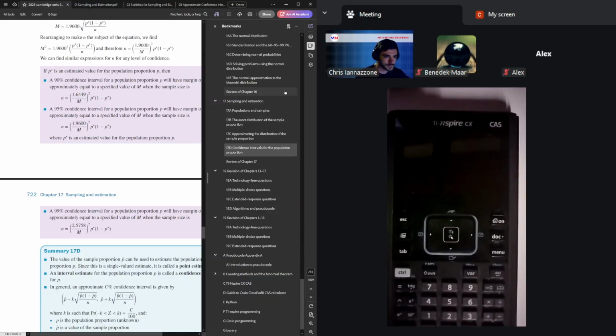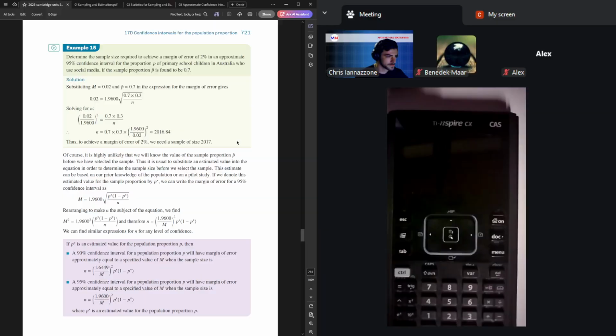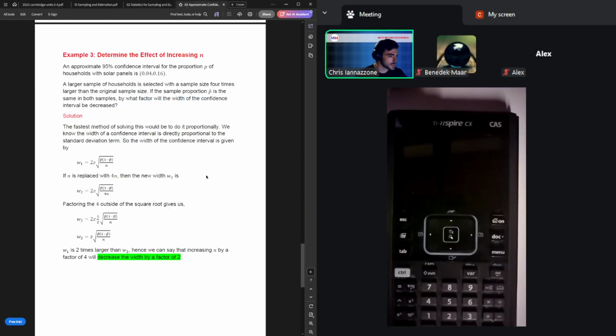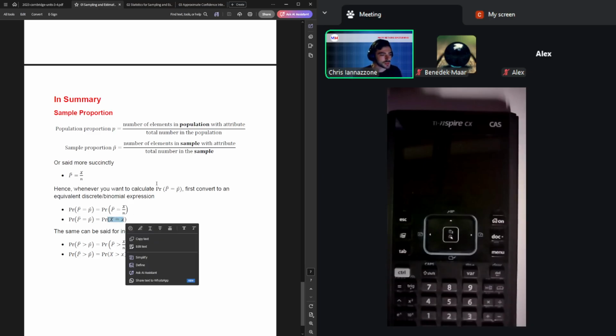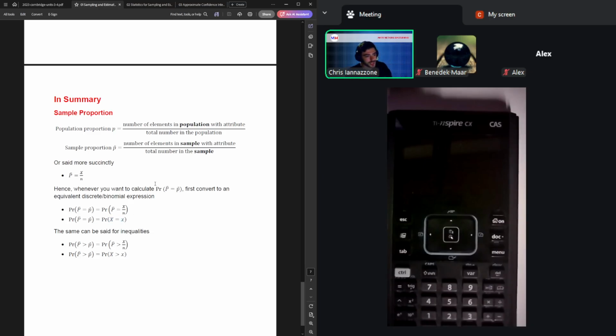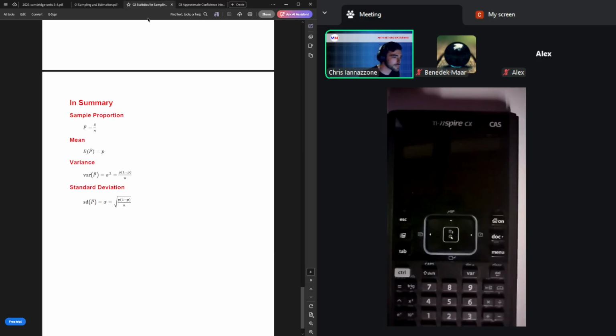Cool. What are the most common things that show up on the exam? Most common by far is going to be these fundamentals here of just saying, hey, p-hat is a third, or p-hat greater than or equal to a third. Calculate that. So the skill of being able to flip your fractions into integer equivalents and then going through and doing either binomial or discrete matters quite a bit. Statistics are relatively frequent to show up.